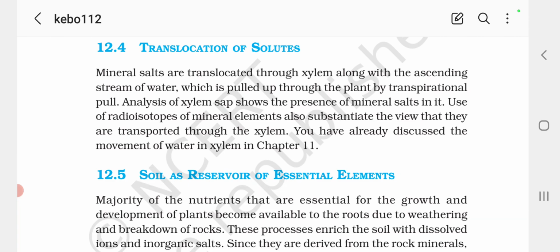12.4 Translocation of solutes. Mineral salts are translocated through xylem along with the ascending stream of water, which is pulled up through the plant by the transpirational pull. Analysis of xylem sap shows the presence of mineral salts in it. Use of radioisotopes of mineral elements also substantiates the view that they are transported through the xylem. You have already discussed the movement of water in xylem in chapter number 11.